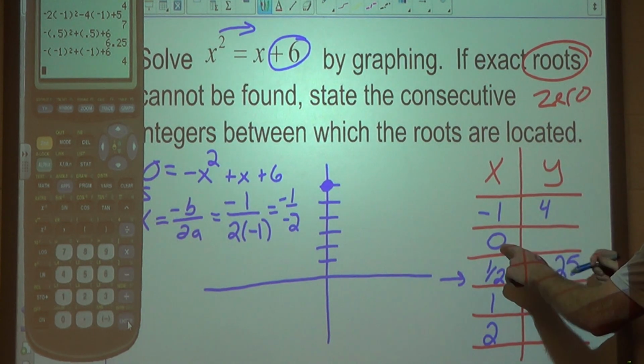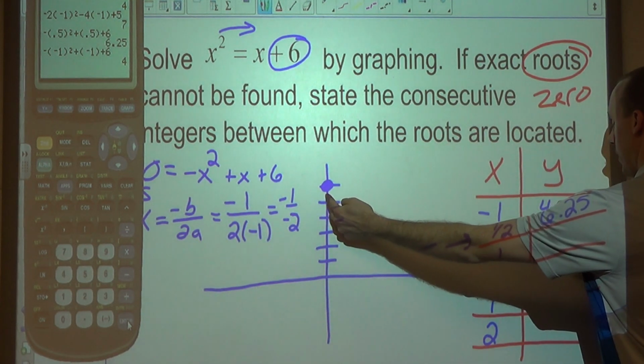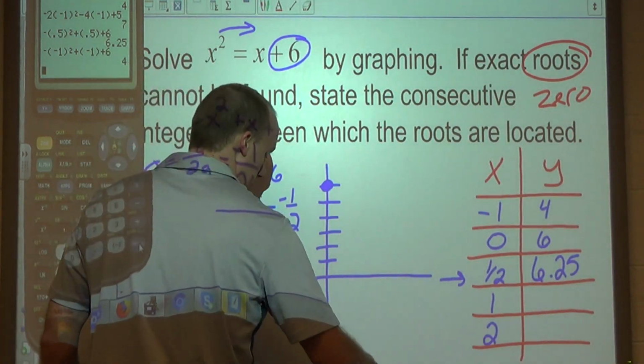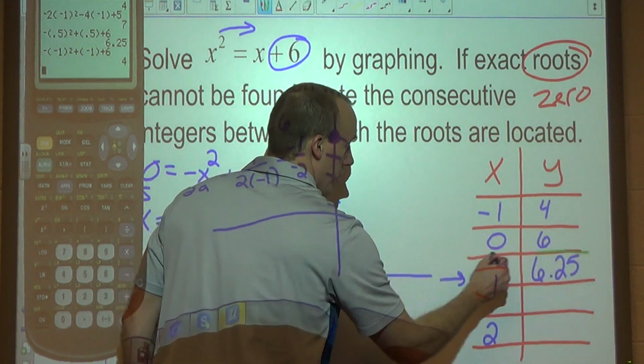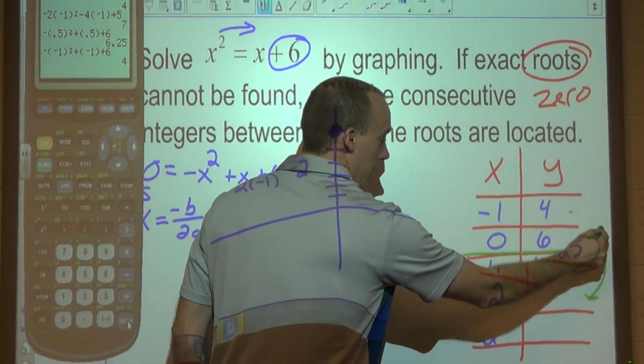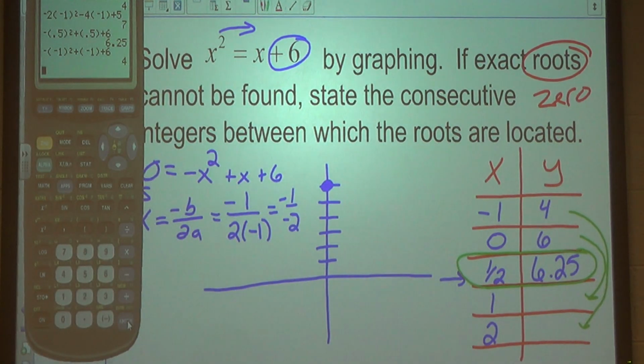We know what 0 is, right? What's y when x equals 0? 6, that's the y-intercept, right? If this number is the axis of symmetry, what should happen from here to here? And here to here? Should be the same if it's symmetric, right? Let's check it, make sure it is.